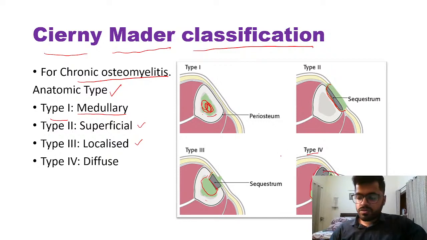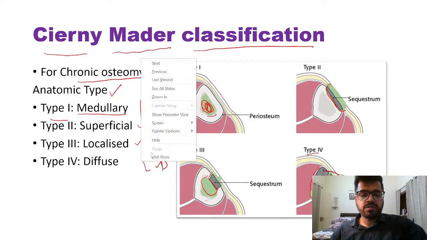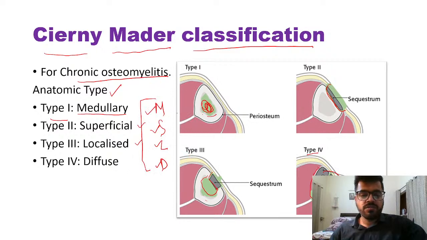So we can remember it by simple mnemonic MSLD: medullary, superficial, localized, diffuse. Chronic osteomyelitis type 1 to 4 according to increasing severity: medullary, superficial, localized, diffuse, MSLD.